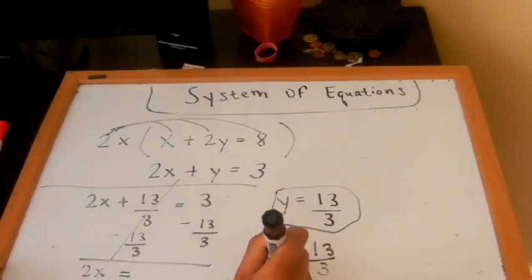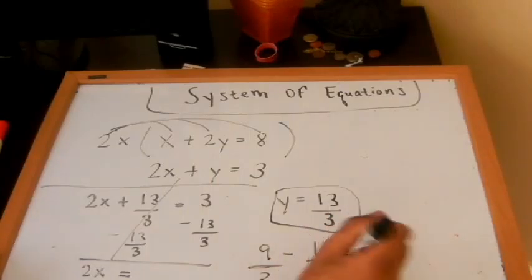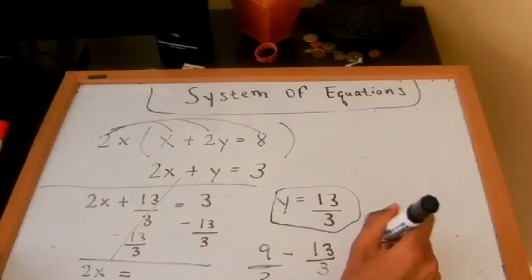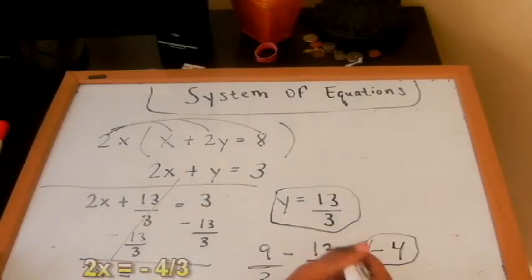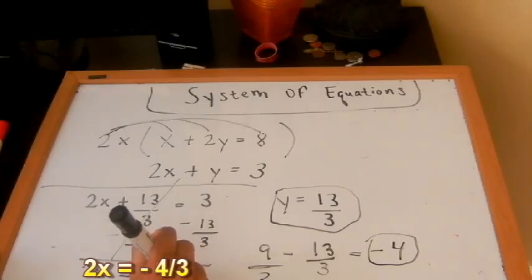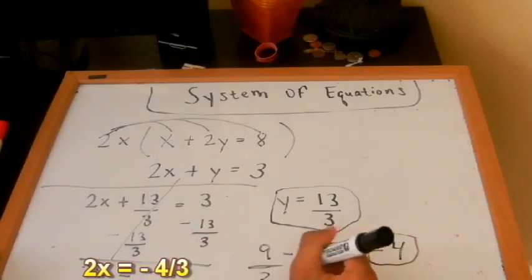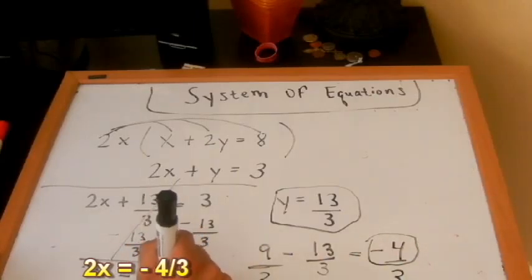So this is going to be 9 thirds. Then now we have the same denominator, so we can subtract. 9 minus 13 is, I believe, negative 4. And then we'll have negative 4 thirds. Sorry. So then we have 2x is equal to negative 4 thirds.